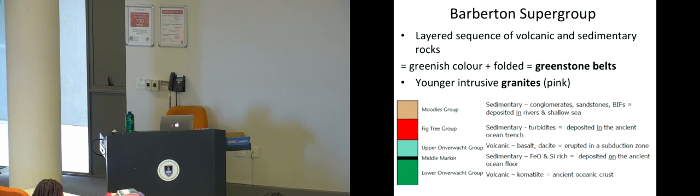And in this Onverwacht group, we have the komatiites, this ancient oceanic crust, which we're going to look at in more detail. And towards the top of the sequence we have more sedimentary rocks.